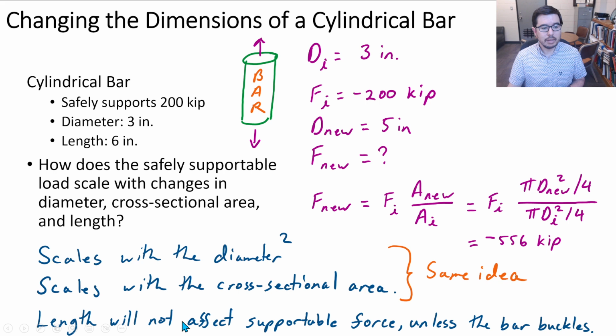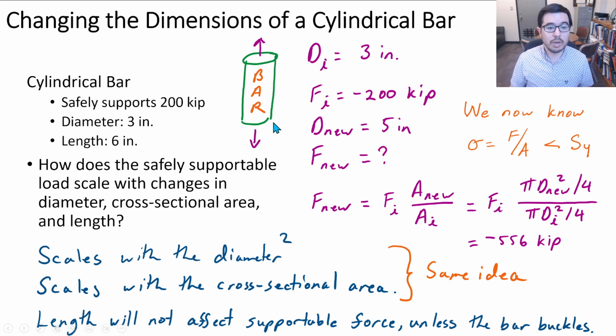And we also talked about how the length will not affect supportable forces unless, well, we haven't talked about buckling yet, unless the bar buckles. We now know, of course, that the length of the bar makes a difference in terms of the effective stiffness of that bar, right? The EA over L. But going to this point right here about the supportable load scaling with diameter squared, we now know that sigma is equal to this axial force divided by area, and that needs to be less than a yield strength for the material. Okay, so this supportable load, yes, it does scale with the area. If we increase the area, we're going to be able to increase the amount of supportable load that we can handle before we get to a point where we're hitting the yield strength.